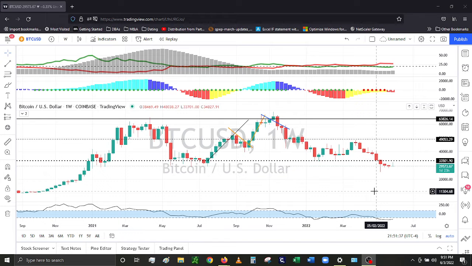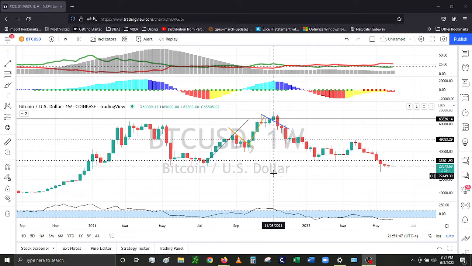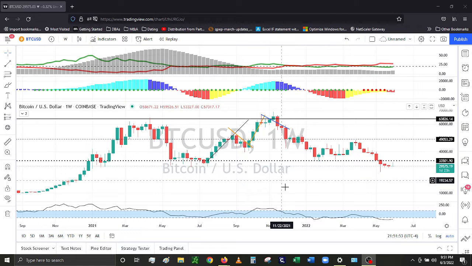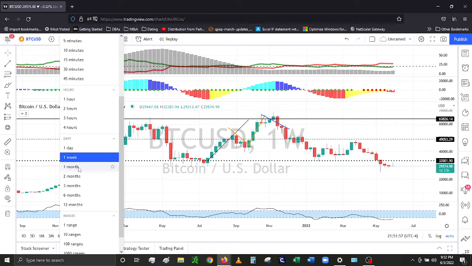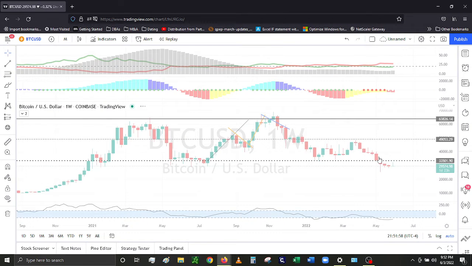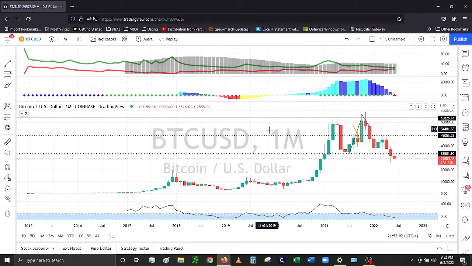Alright, let's do a quick analysis on Bitcoin: where it's at, what it's doing, where it's been. So, per usual, we're going to go macro to micro, start here on a monthly time frame, and just take a look at what's going on.